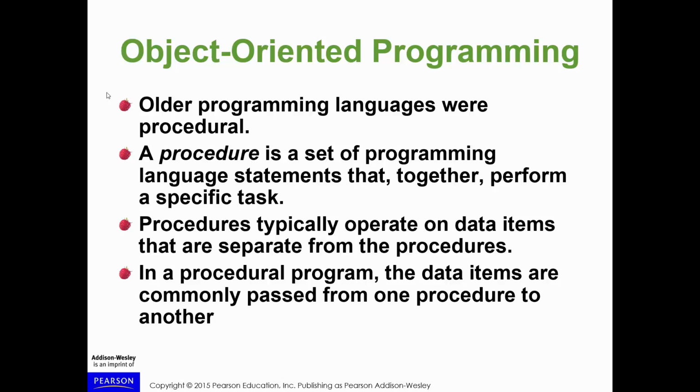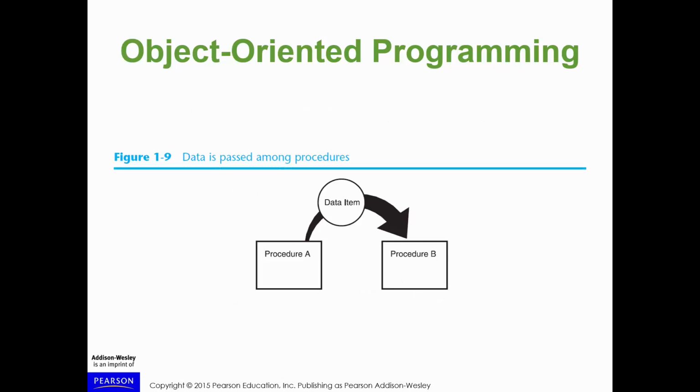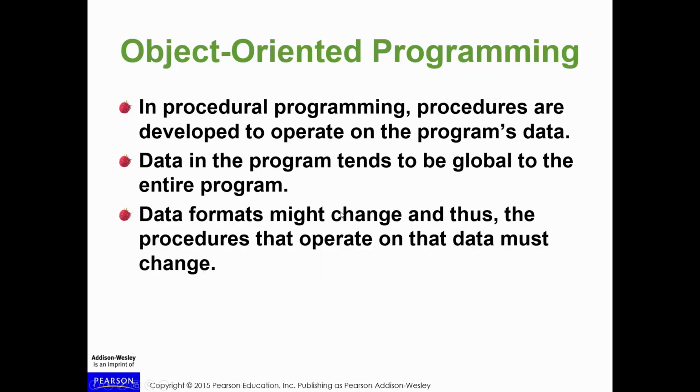And I don't want to read this to you. There's an example. Notice data in the program tends to be global to the entire program. What that means is it's a good thing because there's less work for you to do as a programmer, but it's a bad thing because if program data is global, that means it can be essentially changed by any part of the program, which typically isn't a good thing.